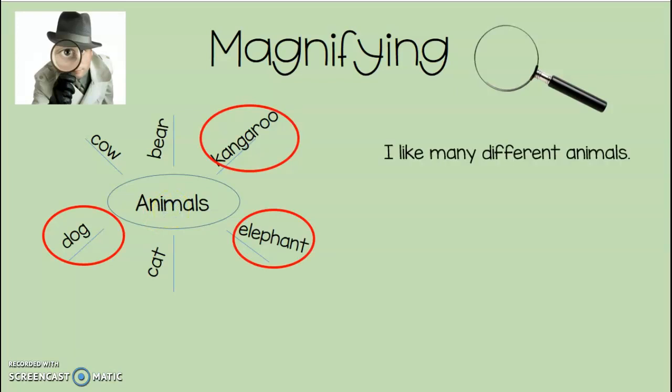So then we would decide to write a sentence. And the first sentence needs to be about our topic of animals. So I wrote the sentence, I like many different animals. Then we need to zoom in with our magnifying glass and look closer at dog, kangaroo, and elephant. So my next sentence is going to be about a kangaroo. And I wrote, kangaroos are cool because they can hop.